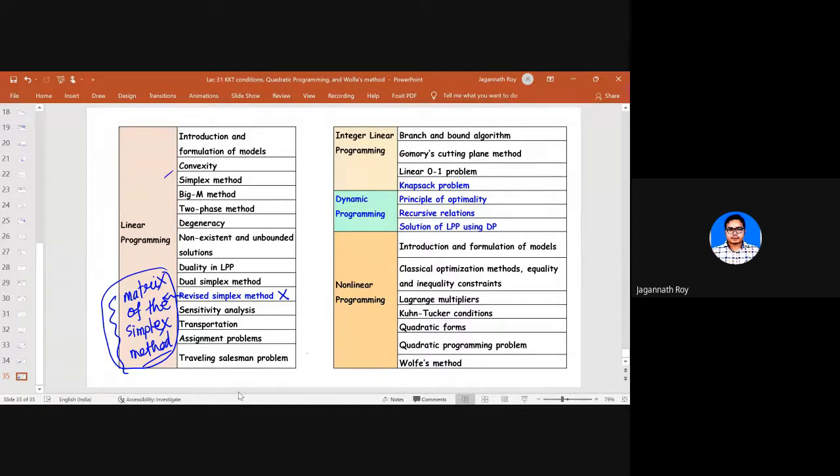Reverse simplex method, so not for the exam.